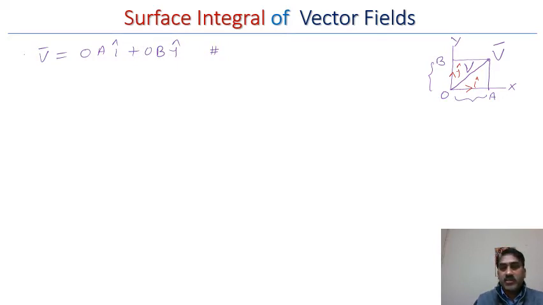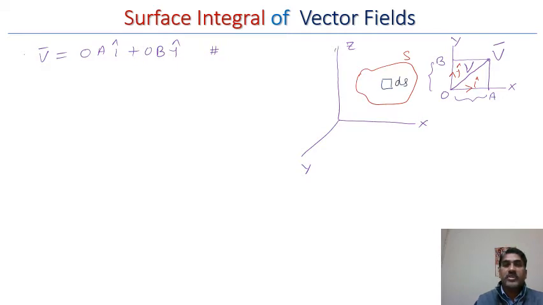So let us draw a 3D system. Let this be x-axis, this be y-axis, and this be z-axis. And suppose we have some randomly oriented surface S in the XYZ Cartesian coordinate system, and let us take a very small surface area, and that we denote by ds. We will consider this in separate steps. As a first step, we will see what the ds vector is.